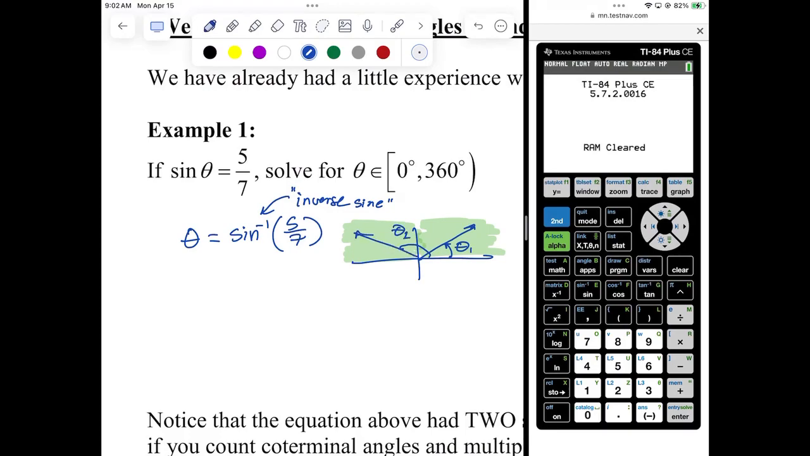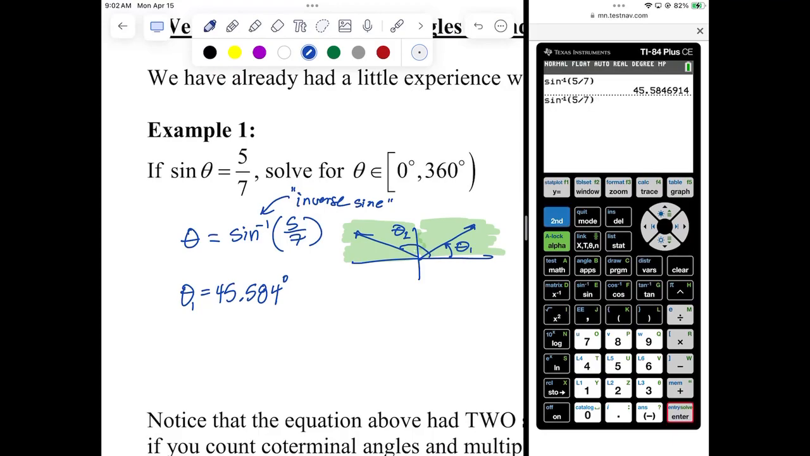Now, all we've got to do is go to our calculator. Go to mode. Go down to degree mode because it's default in radians. Switch to degree mode under mode. Then go second mode, quit. And now we'll just hit second sine of 5 divided by 7. And we get theta equals 45.584 degrees. Which angle is that? Is that theta 1 or theta 2? That's theta 1.